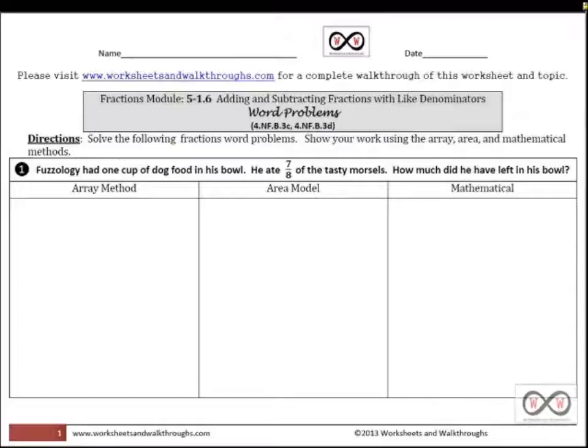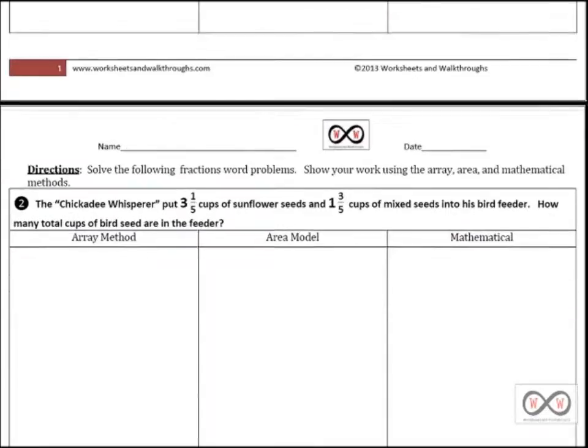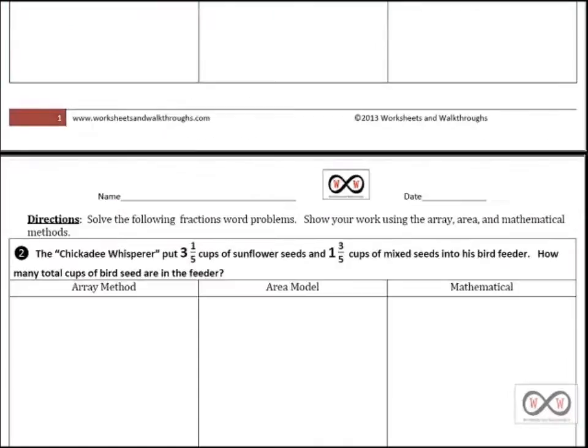We'll be using this worksheet. You can go to worksheetsandwalkthroughs.com to print out a copy for yourself. You'll find it under our fraction video walkthroughs, and it's entitled Fractions Module 5-1.6, Adding and Subtracting Fractions with Like Denominators Word Problems. And we have actually two pages. Page 1, page 2, both have a word problem on them.